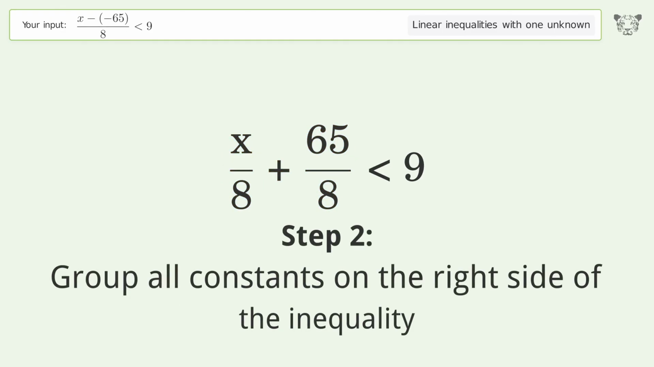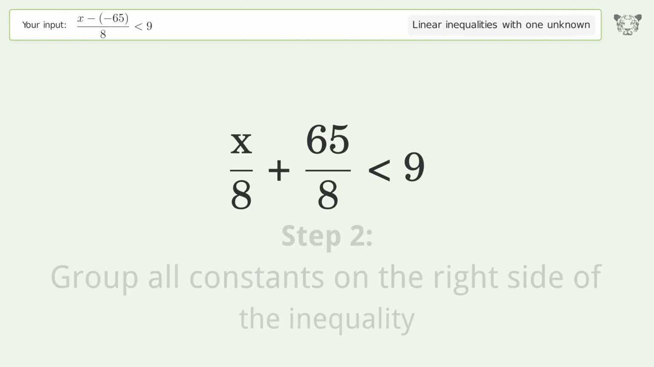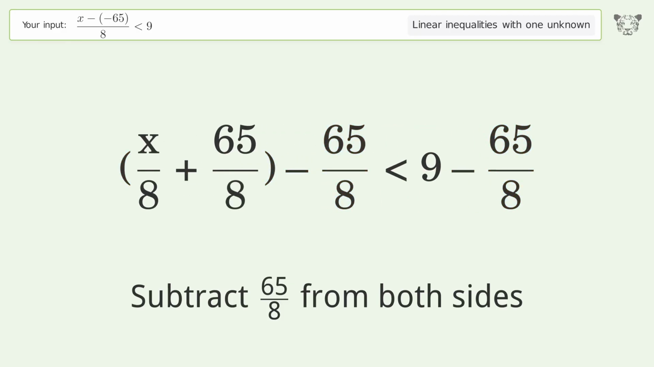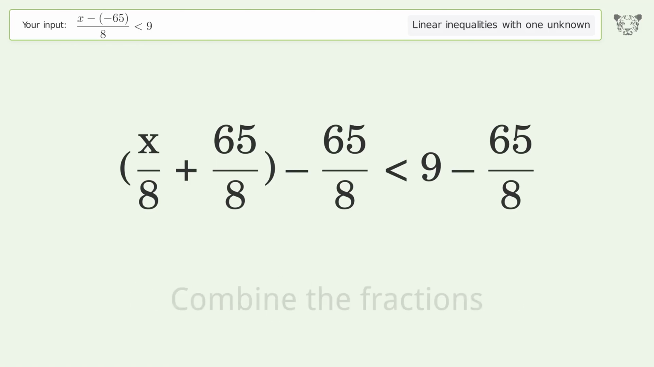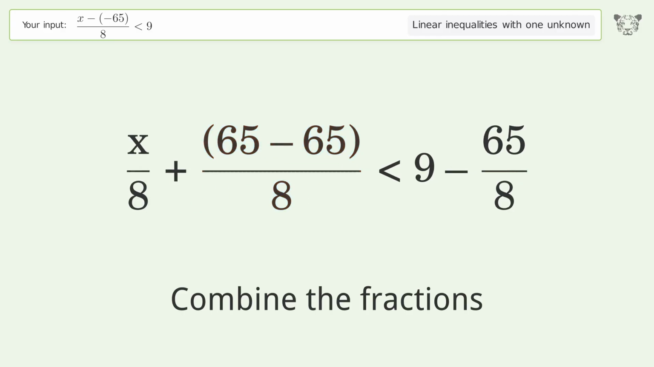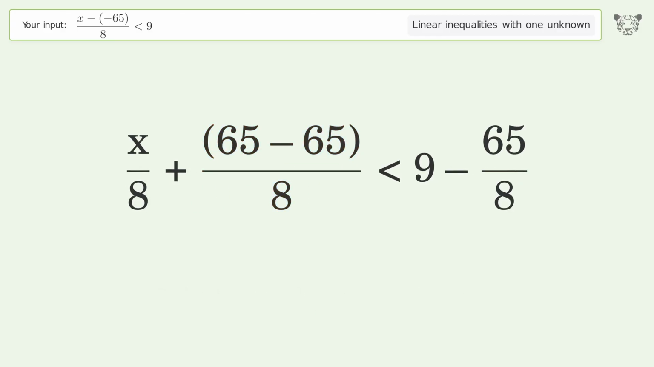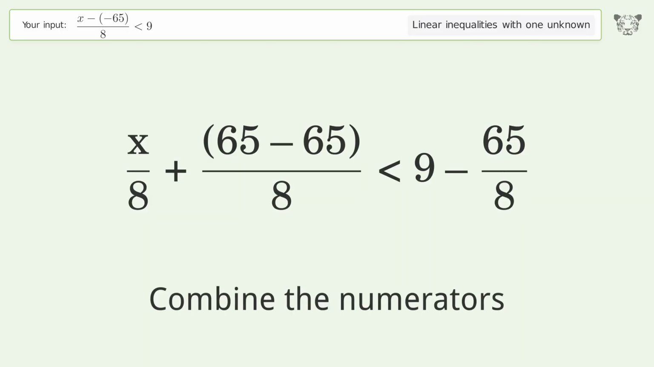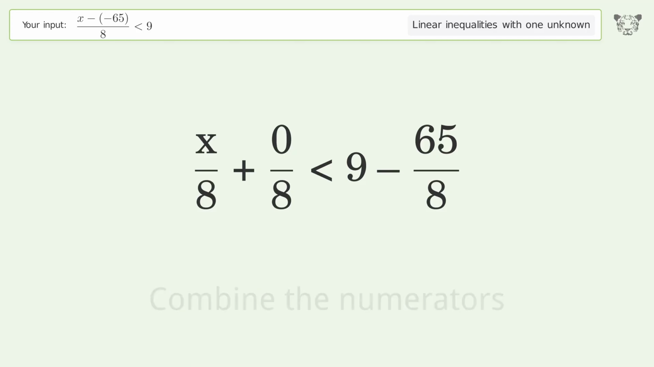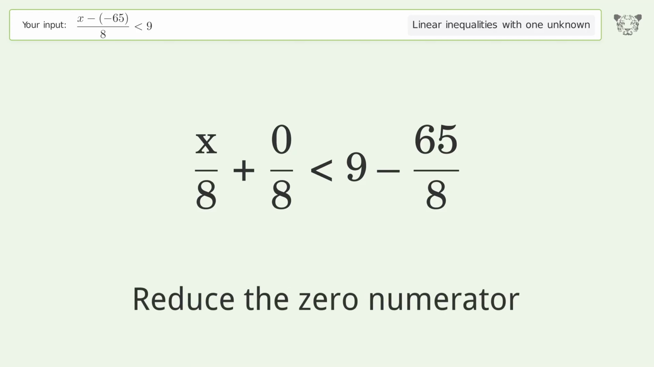Group all constants on the right side of the inequality. Subtract 65 over 8 from both sides. Combine the fractions. Combine the numerators. Reduce the zero numerator.